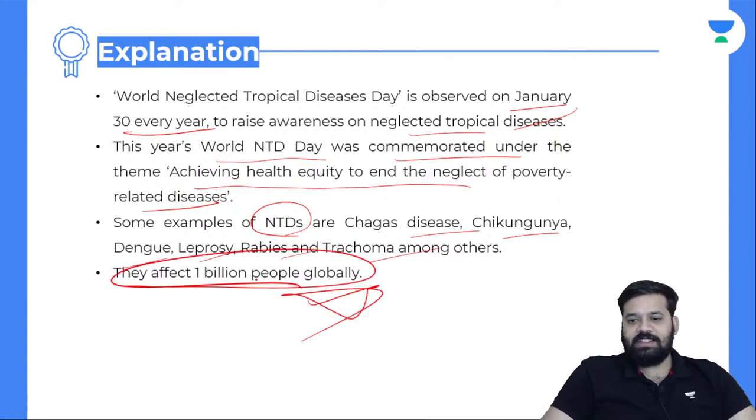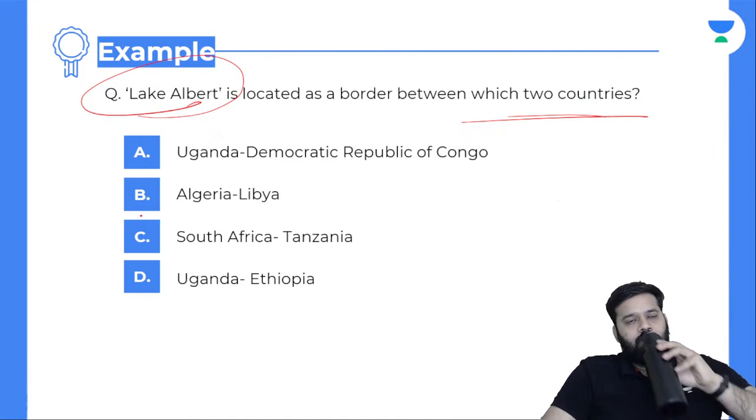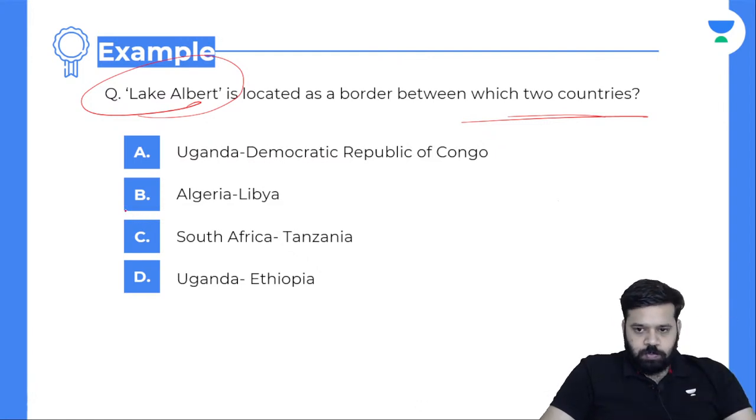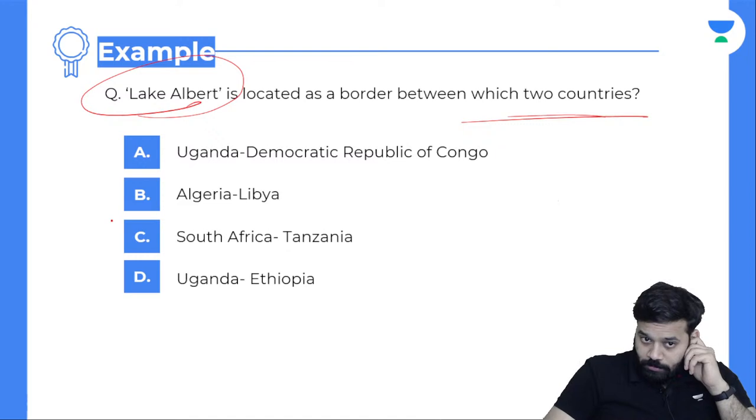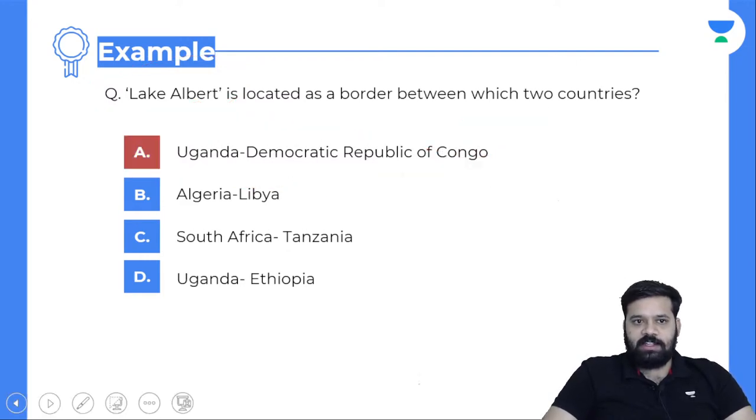Yes, everybody hates diseases. Who doesn't hate diseases? Who loves diseases? Lake Albert is located as a border between which two countries? Uganda and Democratic Republic of Congo, Algeria and Libya, South Africa and Tanzania, or Uganda and Ethiopia? Lake Albert. Yes, Uganda, Democratic Republic of Congo, that's the right answer.